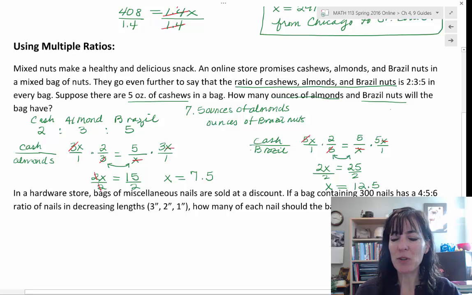If you don't happen to know that, your calculator will help you, or you can use long division. So I have 12.5 ounces of Brazil nuts. I predetermined that I was finding the ounces of Brazil nuts, and I wrote out part of my solution there, but I just needed to fill in that 12.5.